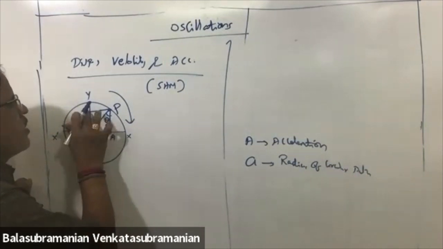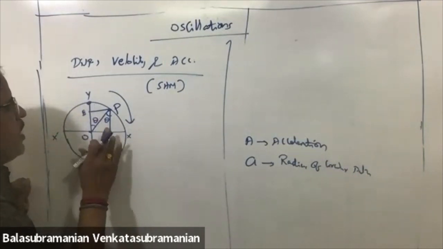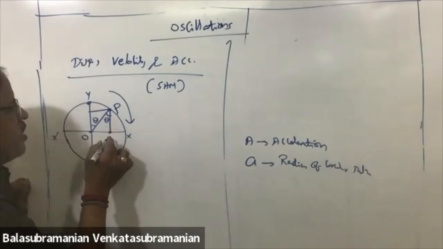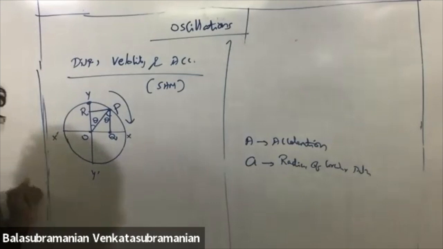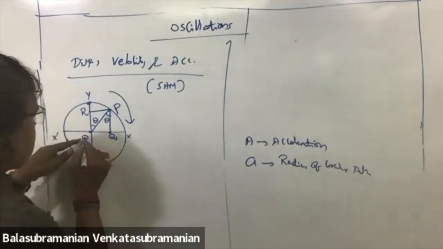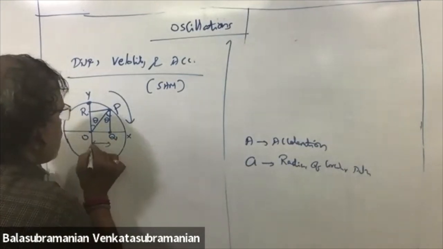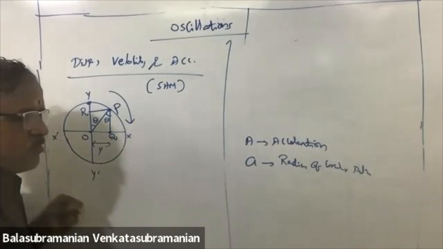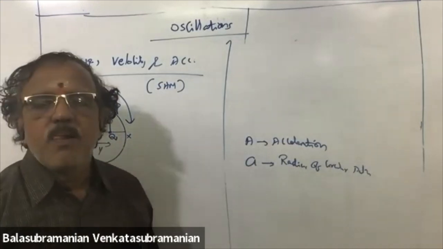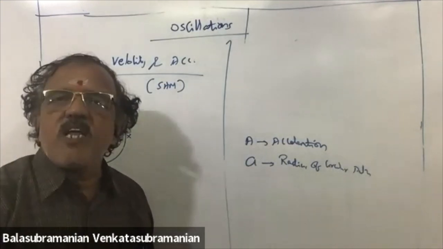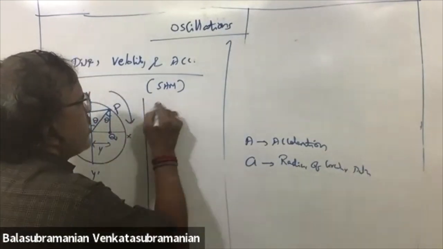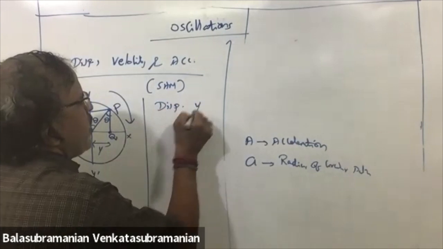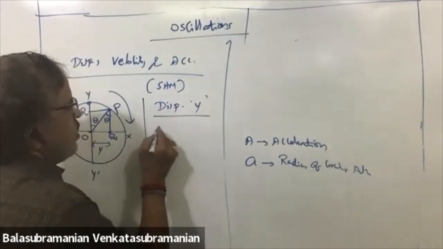Take it as AB1, PQ. P I have already taken, so Q. So, initial point, final point. This is called the displacement Y. The displacement is what we are going to calculate now. How to calculate? Displacement Y calculation.